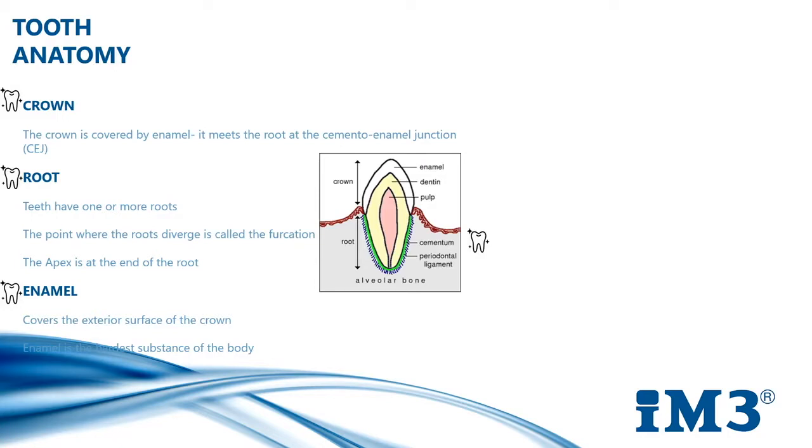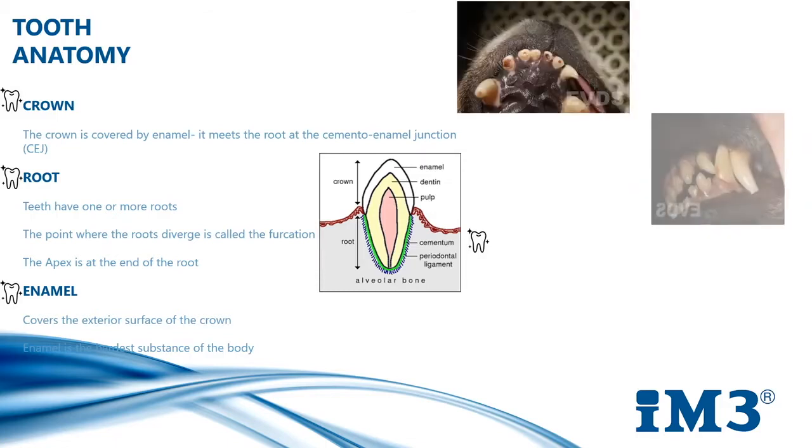The enamel covers the exterior surface of the crown. It's the hardest substance of the body. Cells called ameloblasts form the enamel, and it is capable of only very limited repair as it has no nerve or blood supply.